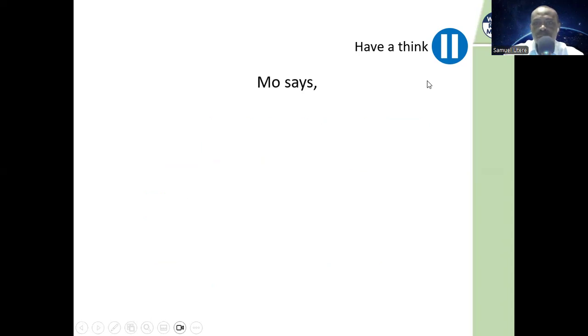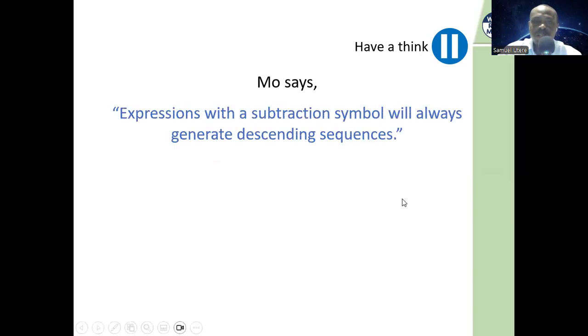But here is something. If we have an algebraic rule where we're subtracting a number, does it mean it's always going to be a descending sequence? Because that's what Mo says here. Expressions with a subtraction symbol will always generate descending sequences. Is it true? Really? Have a think and see whether you come up with something that disproves Mo's argument or thinking.